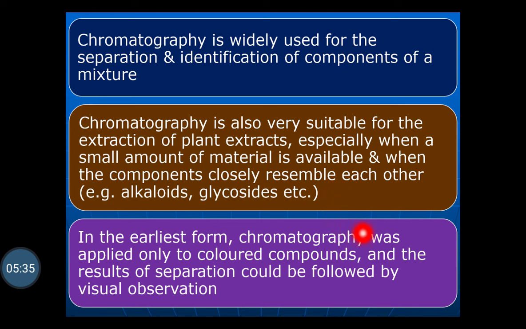In its earliest form, chromatography was applied only to colored compounds, and the result of the separation could be followed by visual observation. But nowadays, the components to be separated, like alkaloids or glycosides, may be colorless, and chromatography is applied to colorless components also.